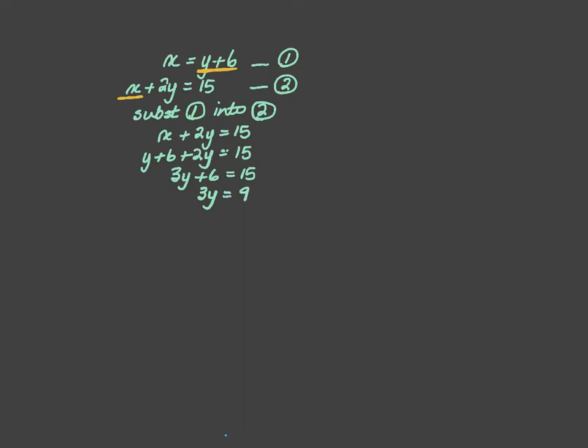And then I can divide by 3 on both sides to eliminate the 3 times y. 3 divided by 3 is 1y is equal to 9 divided by 3 is 3. Then I am going to substitute for y in equation 1.